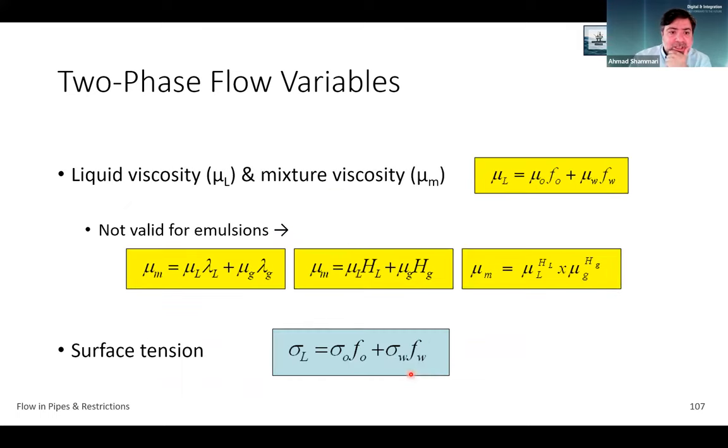So this is the liquid viscosity, mixture viscosity. Similarly, we have different terms. Again, we are taking either the no slip holdup or the actual holdup. And this is the surface tension. Why am I introducing all these parameters? Because all these parameters actually are used in the two-phase flow correlations, okay?